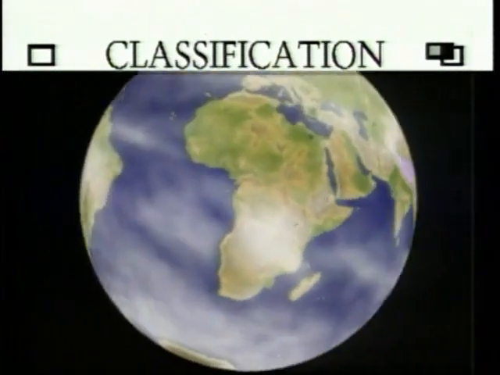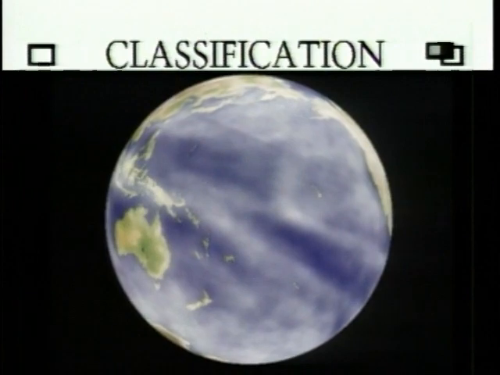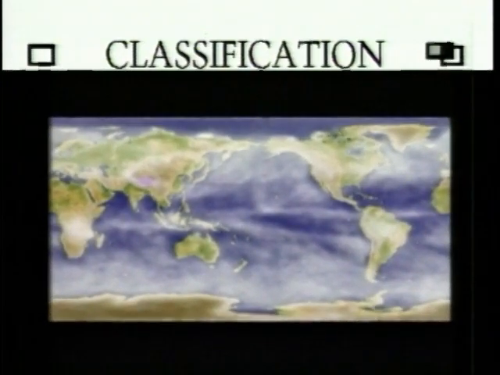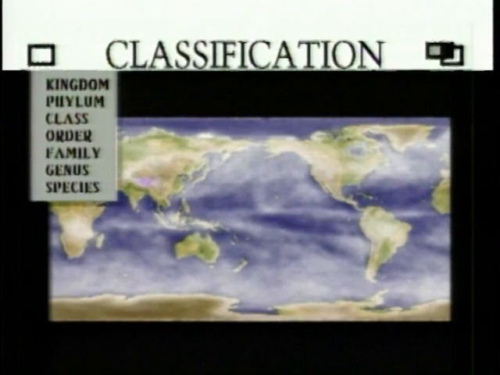Classification is based on the idea of grouping into organized units. For example, suppose you were trying to identify a particular apartment somewhere in the world, and that apartment represents a species. You would begin the identification process with the largest logical unit, the country which, in the living world, would be analogous to kingdom.